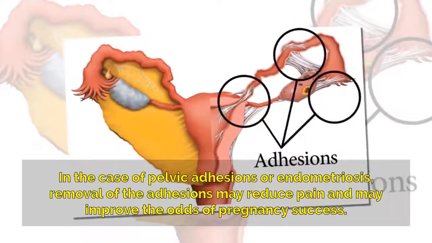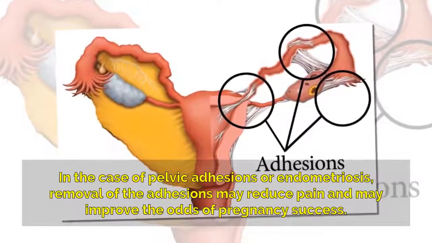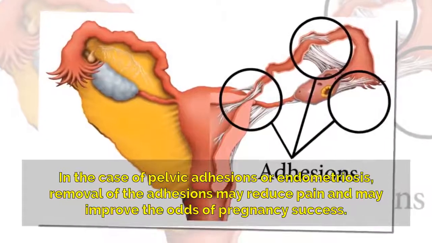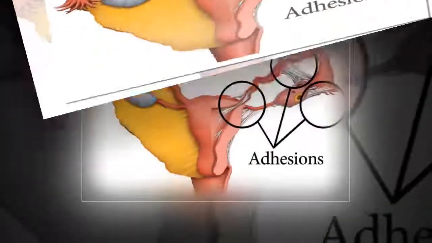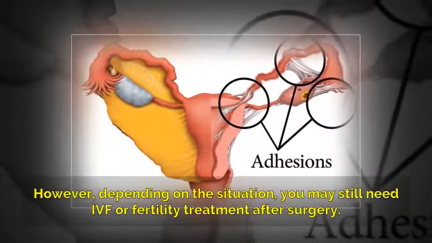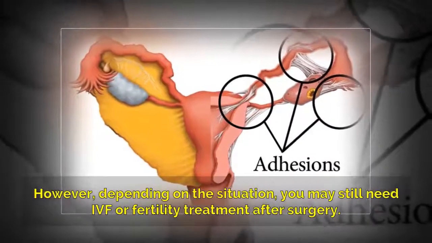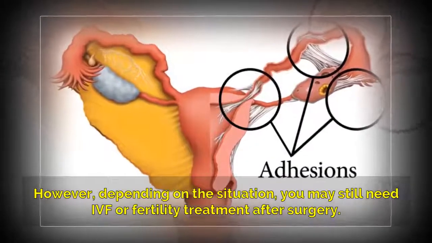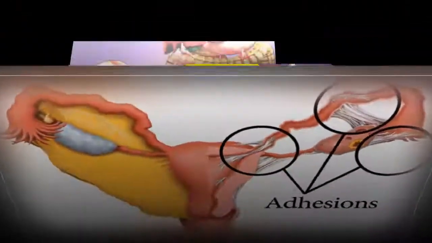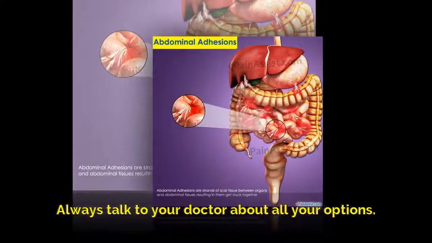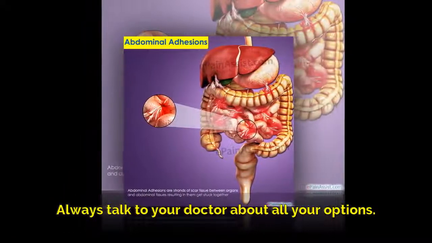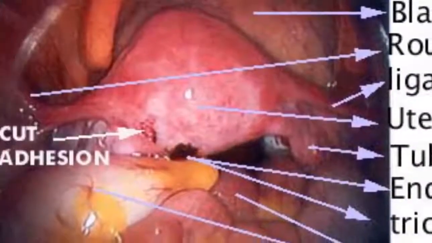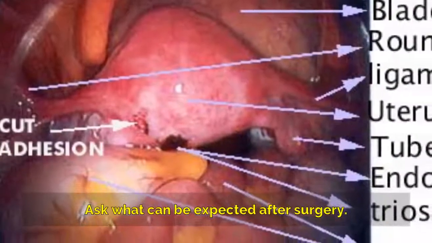In the case of pelvic adhesions or endometriosis, removal of the adhesions may reduce pain and may improve the odds of pregnancy success. However, depending on the situation, you may still need IVF or fertility treatment after surgery. Always talk to your doctor about all your options. Ask what can be expected after surgery.